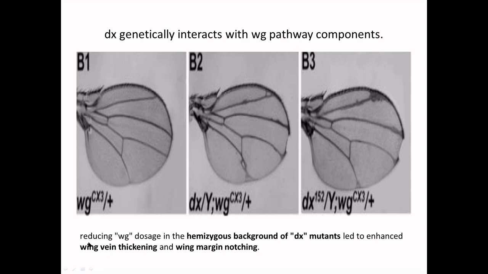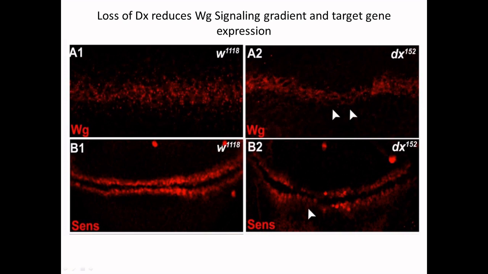Therefore, we can say that reducing the Wingless dose in the hemizygous background of Deltex mutants led to enhanced wing vein thickening and wing margin notching. Loss of Deltex reduces the Wingless signaling gradient and target gene expression.